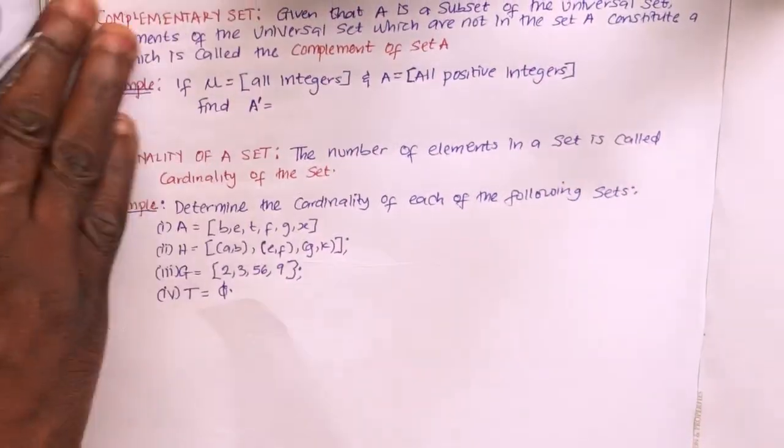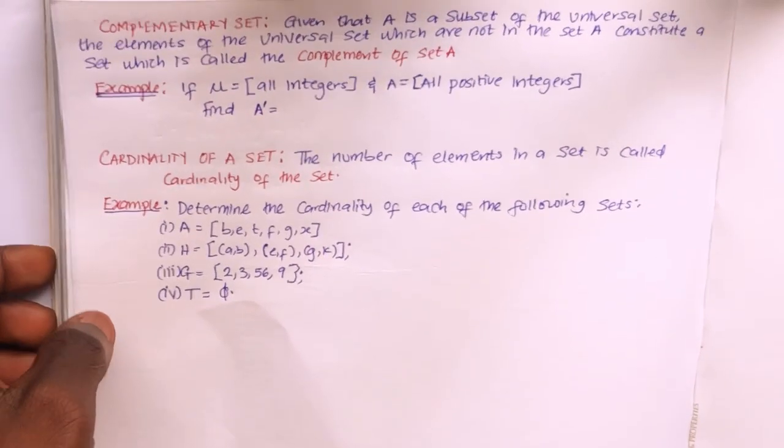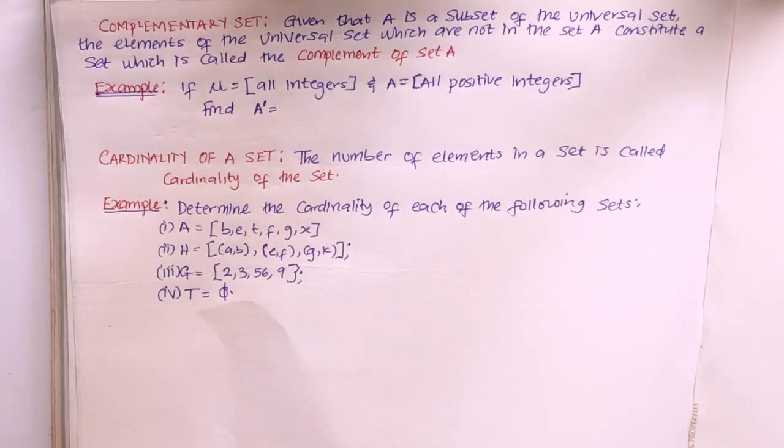The next case is complementary set. A complementary set is just a set. Let's say we have set A, and our universal set is all 26 alphabets, and our set A is just the vowel letters. Then our set A complement will be the consonant letters, because set A complement means elements that are not in set A, but they are present in the universal set.